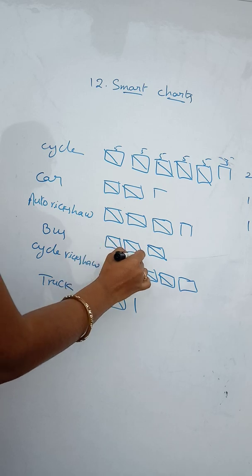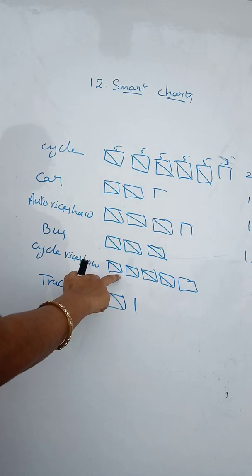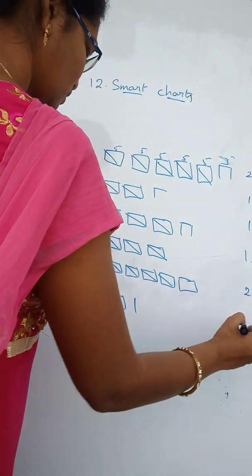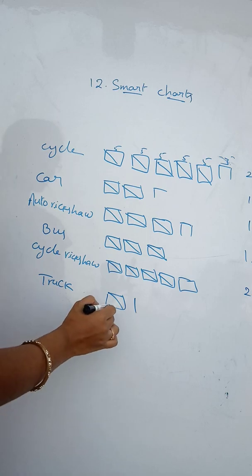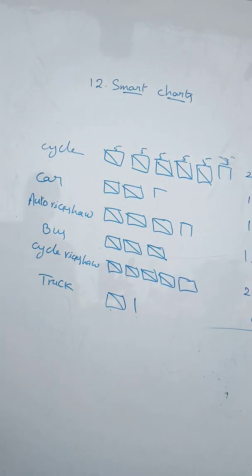How many buses? 5, 5, 10, 10 plus 5, 15 buses we have. How many cycle rickshaws? 5, 5, 10, 10, 10, 20, 24 cycle rickshaws we have. How many trucks? 5 plus 1, 6. 6 trucks we have. This is each vehicle.